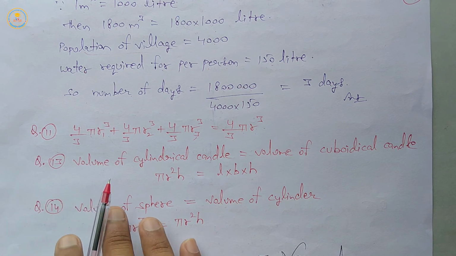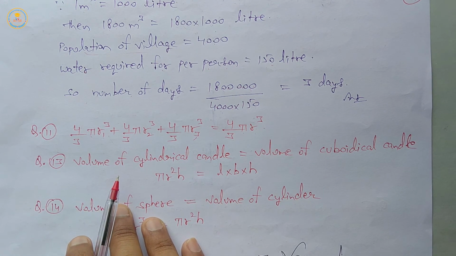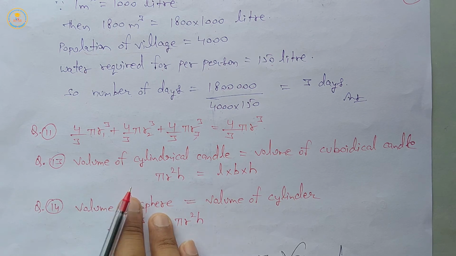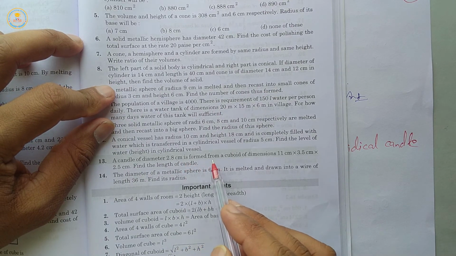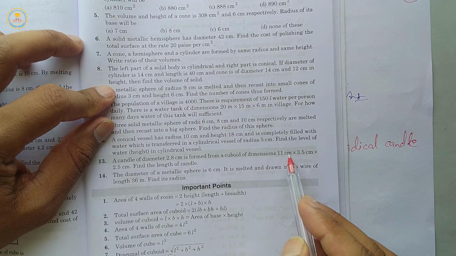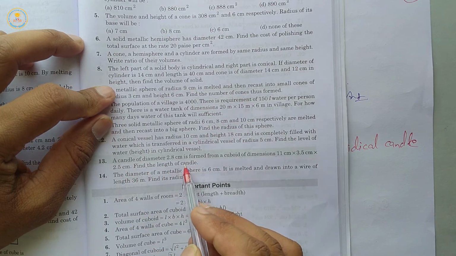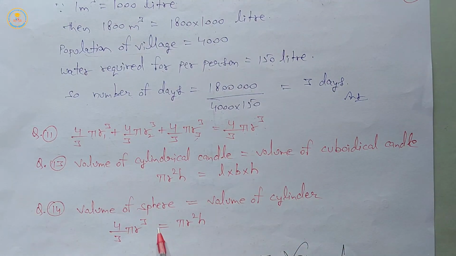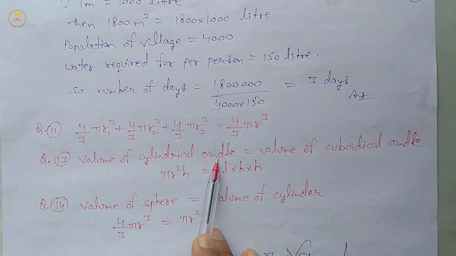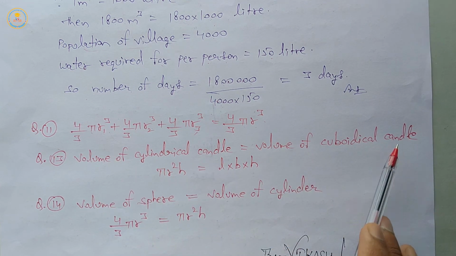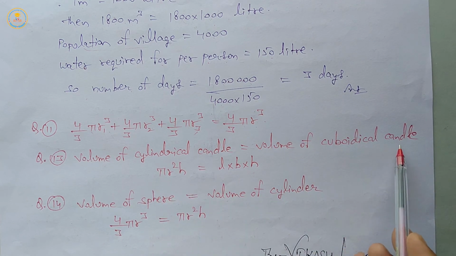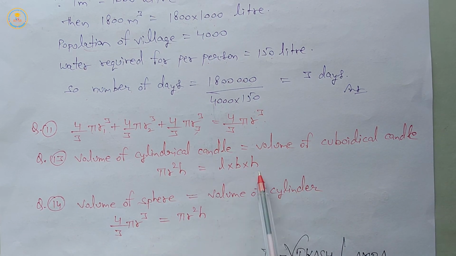Next question, question number 13. In question number 13, a candle of diameter 2.8 centimeter is formed from a cuboid of given dimensions, length, breadth and height. Find the length of the candle. It means volume of cylinder, because we take the candle as cylindrical shape. So volume of cylinder equals volume of cuboidal candle. Volume of cylinder is pi r square h. Volume of cuboidal candle is lbh. Find out h.